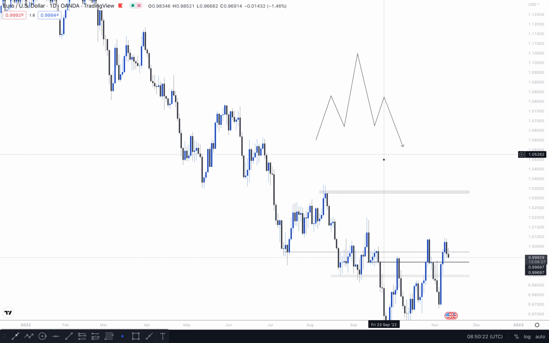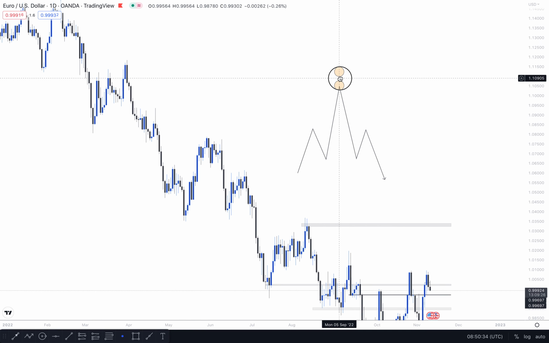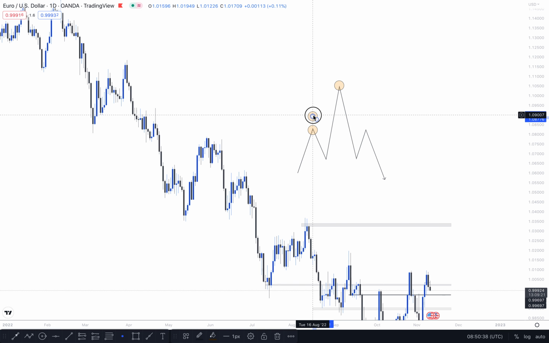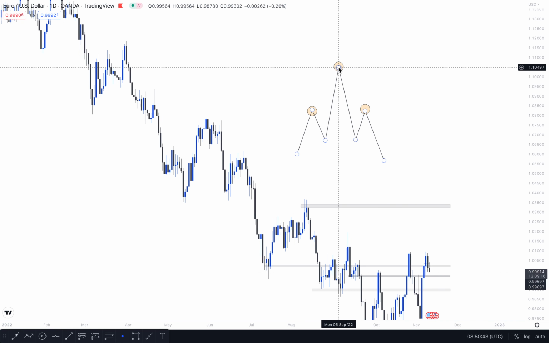Two characteristics of a head and shoulder: firstly, the head is always higher than the shoulders. This is the head here, and the shoulders are looking at about the same level of resistance. Take your body, for example. You have your head and you have your shoulder, and the level of your shoulder is different from that of your head. That is how you identify the head and shoulder chart pattern.